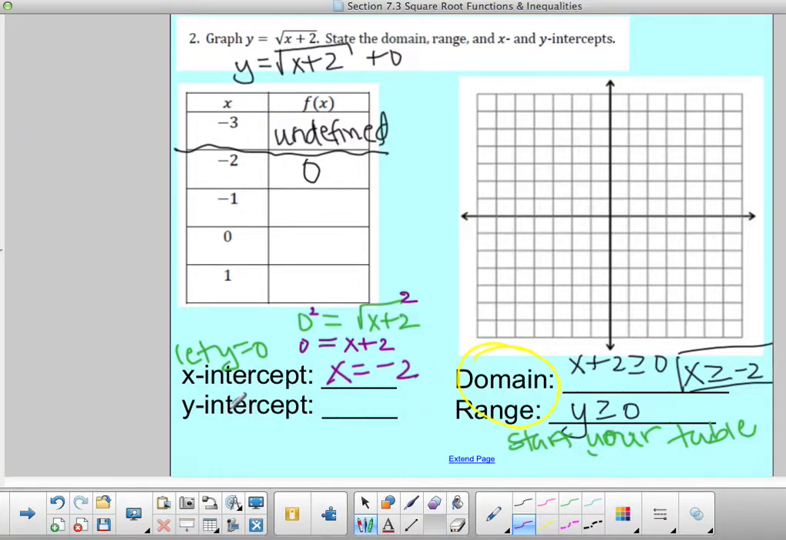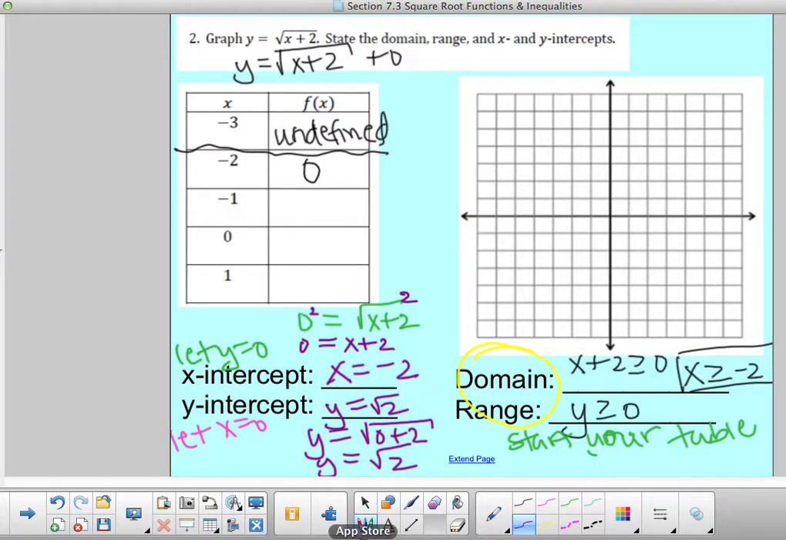My y-intercept then. To find your x-intercept, you let y equal 0. To find my y-intercept, I let x equal 0. So I have y is equal to the square root of 0 plus 2. 0 plus 2 is just 2, so I'm just going to leave it as the square root of 2. So my y-intercept is the square root of 2.